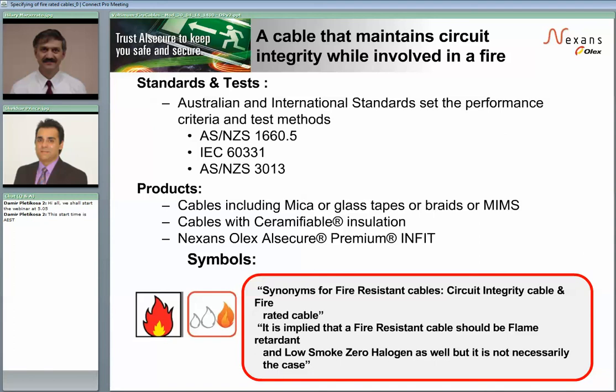This is the test apparatus for the 1660 Part 5 and 331. It has a single cable directly subjected to fire from a burner. The cable is not shown on the picture on the right, but it is fixed in a U shape with the two ends at the top of this supporting frame with the electrical connections, and the bottom piece there is the burner.